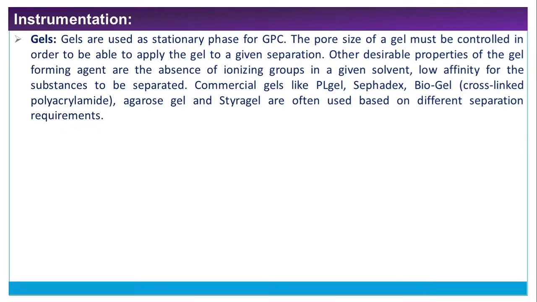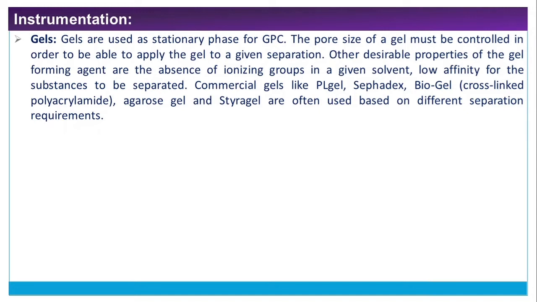Other desirable properties of the gel forming agents are absence of ionizing groups in a given solvent, and low affinity for the substances to be separated. So these are the two general properties. It should not react with the solvent, its physical state should stay the same, our fresh eluent should not contain any ionizing group, and it should have low affinity to the substances or polymers to be separated. So it should have these properties.